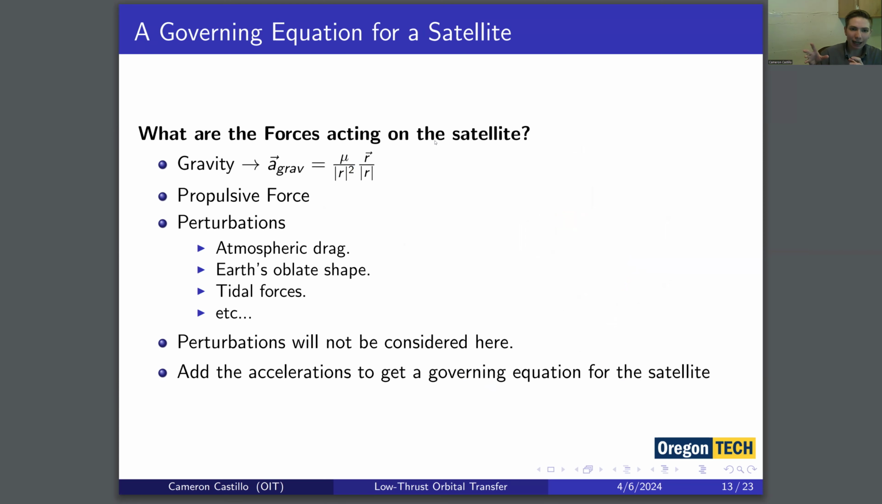So gravity is always pointing inwards. It's our centripetal acceleration, and our propulsive force is the actual force of our thruster. There are also perturbations, like atmospheric drag and Earth's oblate shape, where there's a ring of mass around the equator of the Earth that pulls the satellite down. There are tidal forces from the moon and different planets that will pull the satellite away from the planet. But these are all pretty low orders of error that they're introducing to our governing equation. And so all we have to do to actually get our governing equation for the satellite is pretty simple. All we have to do is add the accelerations, right?